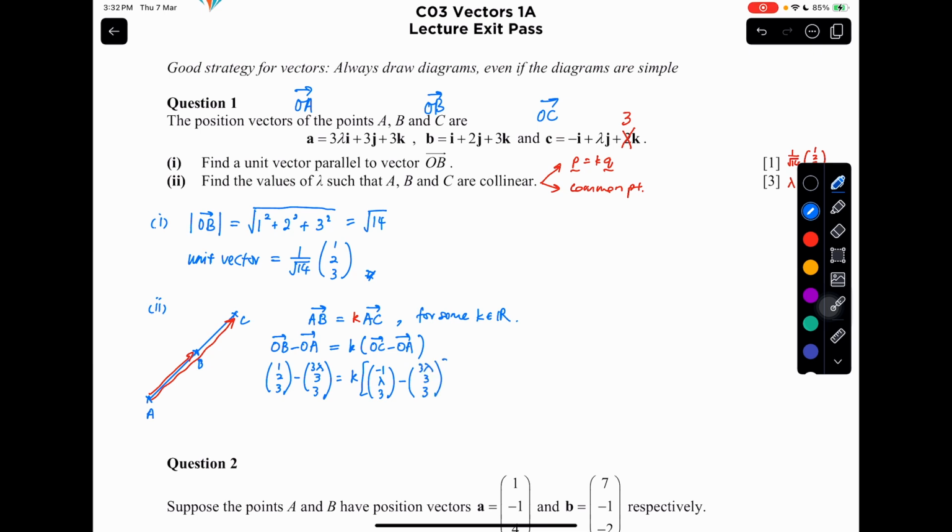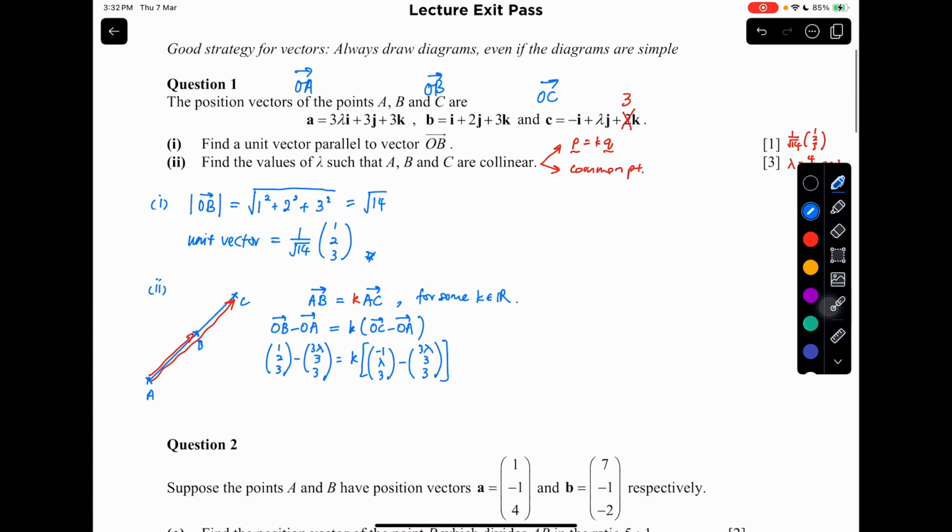Now, if you want, OC minus OB also can. It doesn't really matter, as long as when they are parallel, one is a multiple of another vector. Because if you take 2 times the vector, it is twice the length, and it also gives the same direction.